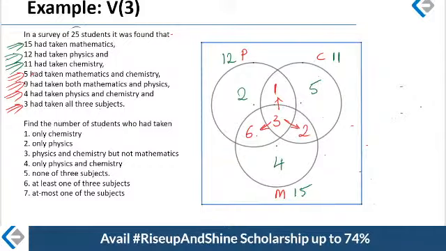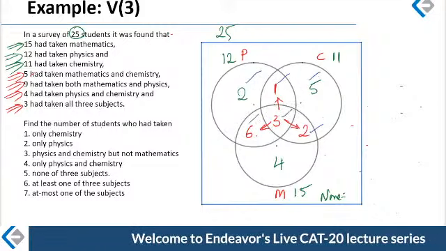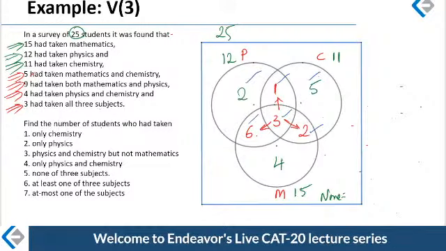This number outside is 25. Therefore 25. What is that one more number here? None. So how do I get the value of none? None is nothing but 25 minus all these cells. Now look at it: 2 plus 1, 3 plus 5, 8 plus 2, 10 plus 3, 13, and 13 plus 6, 19, 19 plus 4, 23.